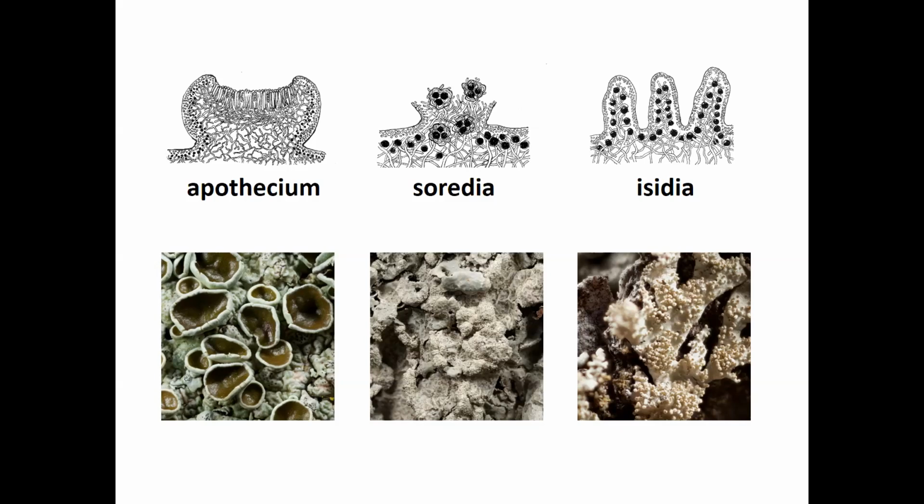Some lichens, it's basically the same idea, asexual fragmentation, including both the fungus and the algae, but they're finger-like projections that snap off. They're tiny, tiny. They're called Isidia. And so they look like little projections.